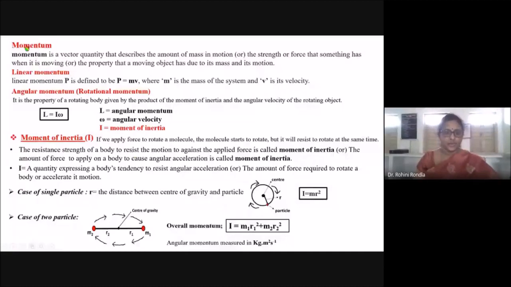Let us see about momentum. Momentum is the property of a moving object. The exact definition is: the strength or force that something has when it is moving is called momentum. Simply put, the strength or force of a moving body, a moving object.